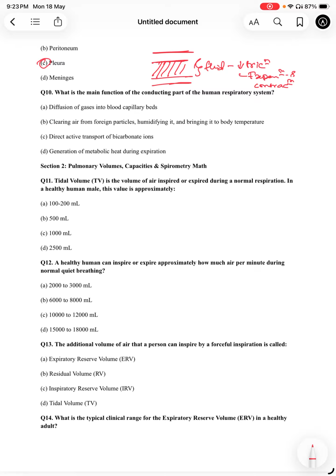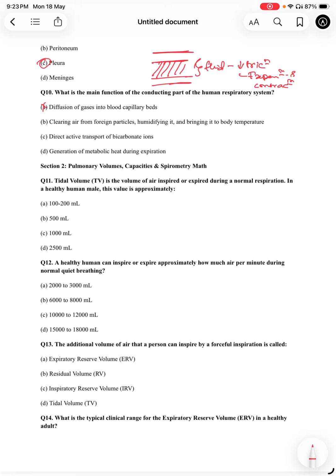Okay, now what is the main function of the conducting part of the human respiratory system? Diffusion of gases into the blood capillary beds. First thing you need to know is the conducting zone does not take part in gas exchange. So wherever it's written gas exchange, diffusion, directly cancel it out.